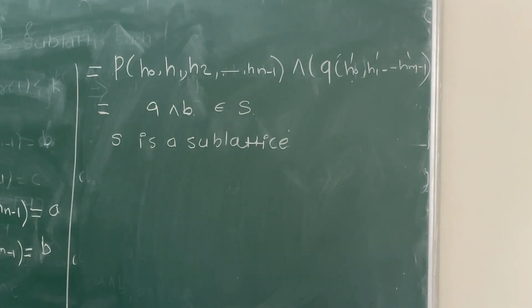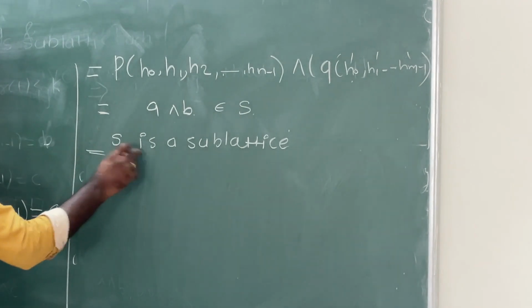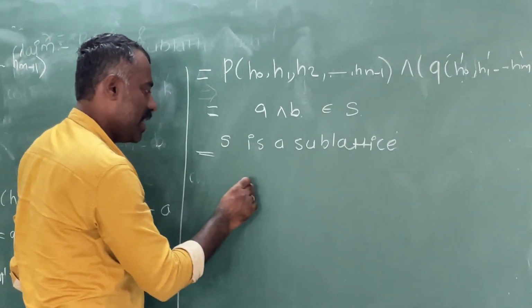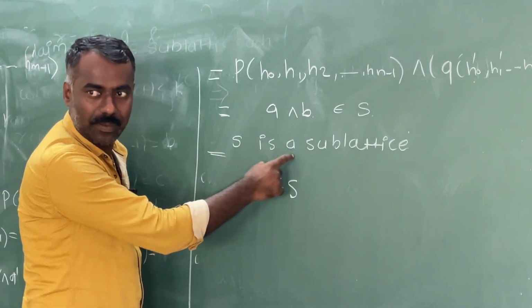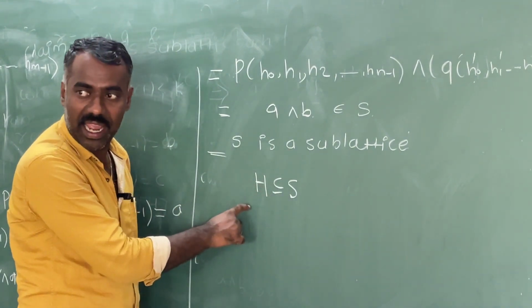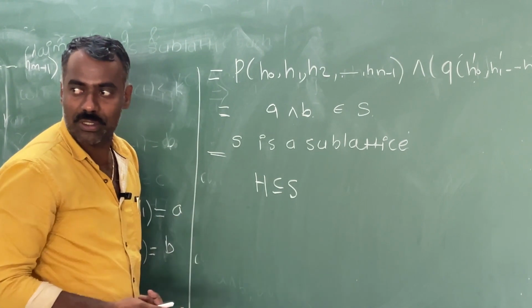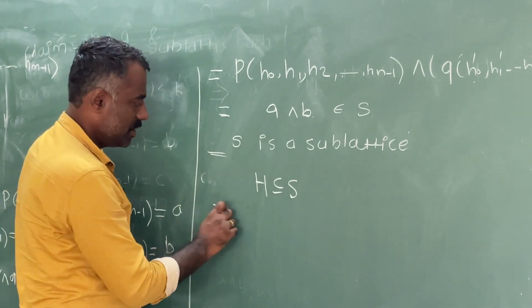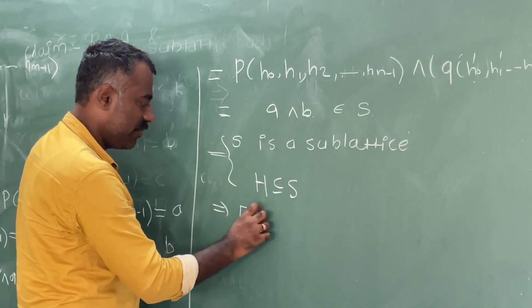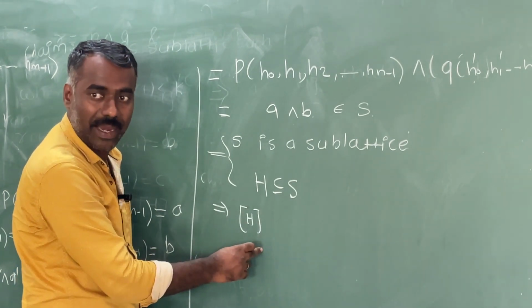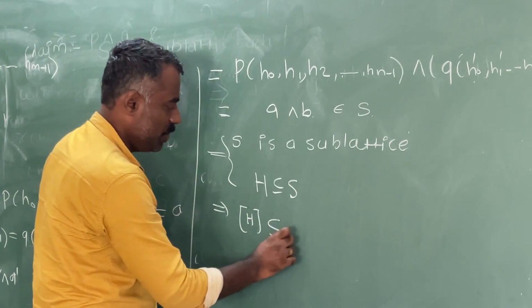So far what we have proved is that S is a sublattice and H is contained in S. S is a sublattice containing H, and what do we know about the square bracket of H? By definition, it is the smallest sublattice containing H, so it should be contained in S.